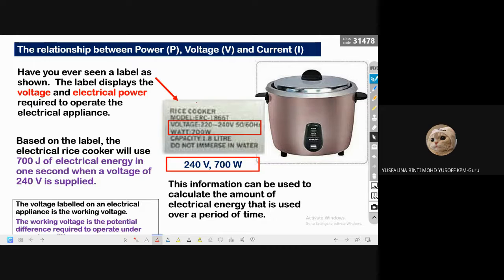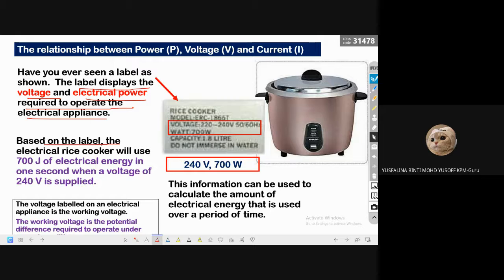This label displays the voltage and also the electrical power required to operate the electrical appliance. Then based on the label, I think we already answered this one when we did the exercise in class. What does it mean by 240 volt, 700 watt?